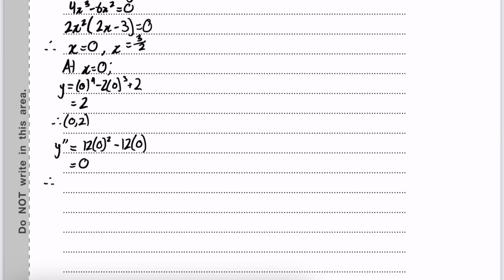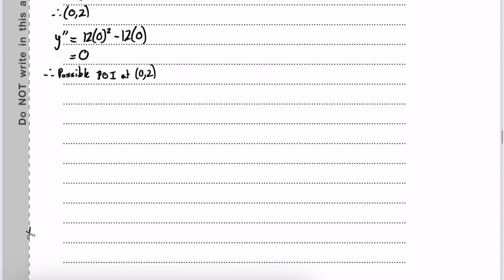So therefore, we have a possible point of inflection at (0, 2). Now, it's a possible point of inflection. We need to check if it is. How we do that is by checking that there is a concavity change. So I have just a little table here for x and y, and I include 3 values for x that I'm going to test. At x equals 0, we know the concavity is 0. And then we test a point which is slightly above 0, which is 0.1, and slightly below 0, which is negative 0.1.